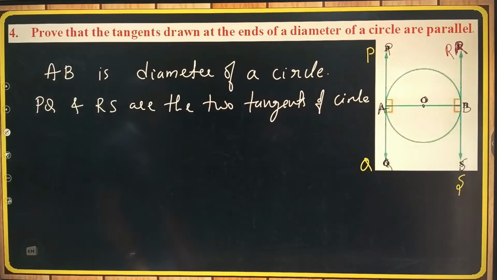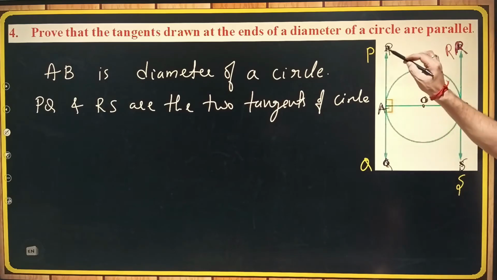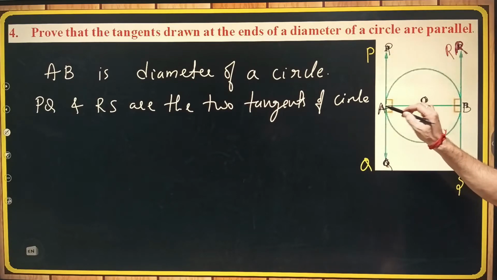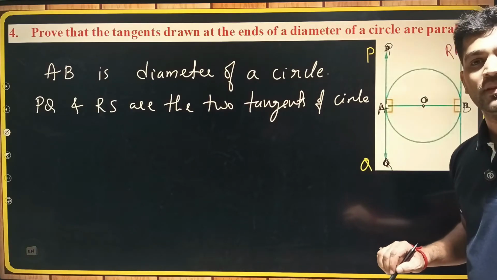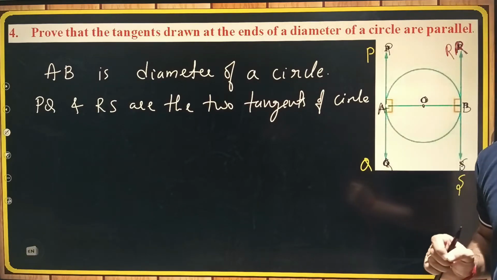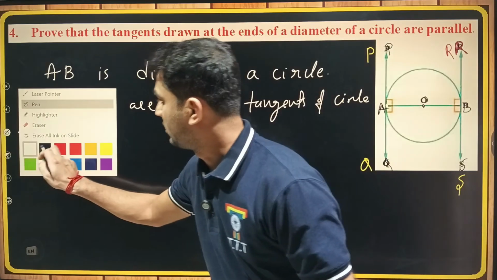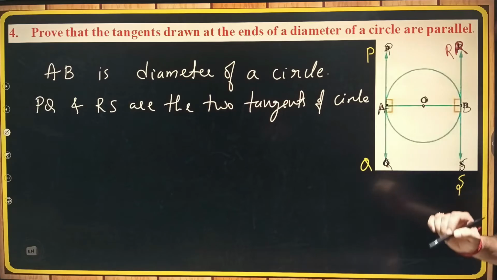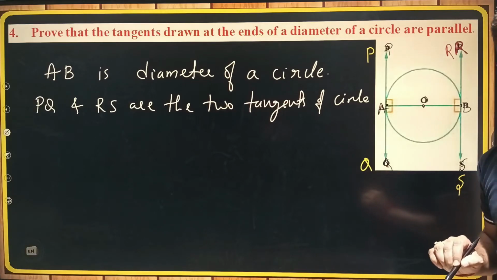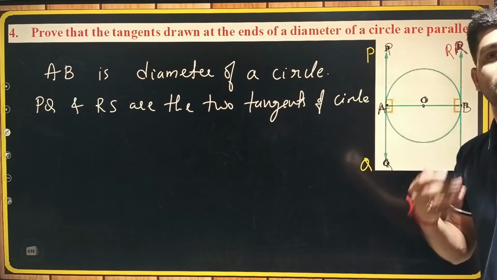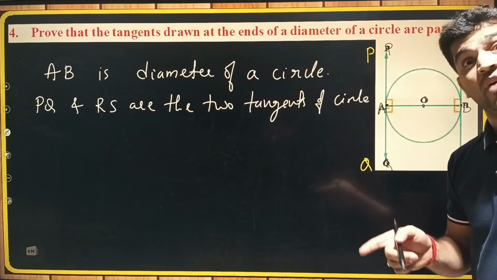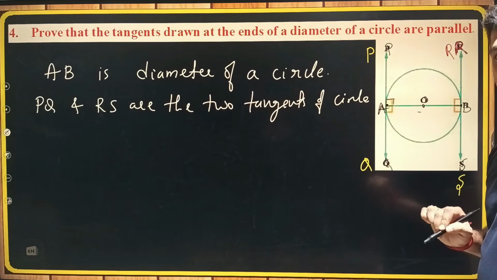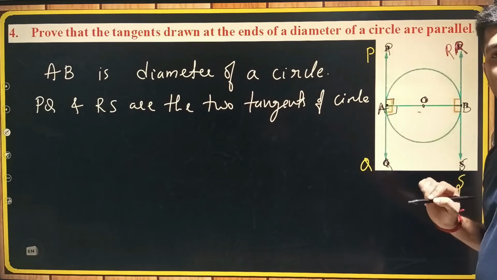And here dear friends, if these two are the tangents, then what will be A? A is a point of contact. Then I can say this point A, and also B, are the points of contact. If this is a point of contact, according to theorem number 1, then this should be 90 degree. And this should be 90 degree.